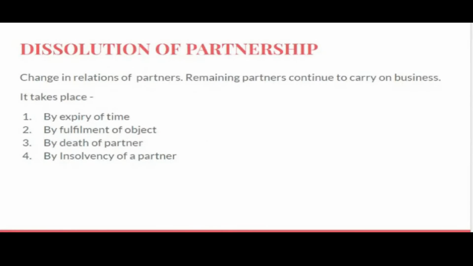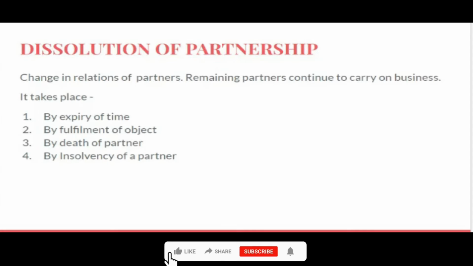Now the term is dissolution of partnership. See here, dissolution of a partnership has two angles. The first one is that dissolution of a partnership means change in the relation of partners.